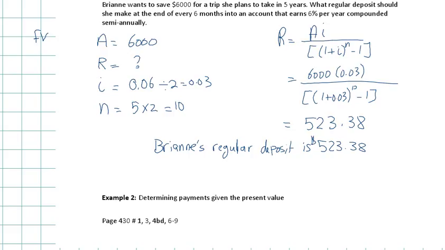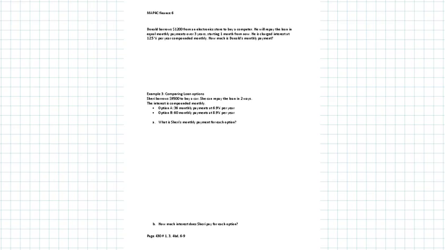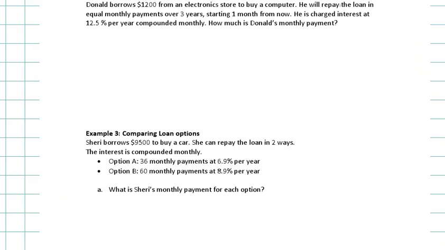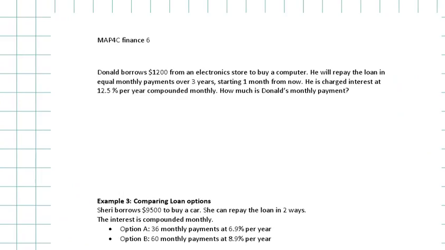Donald borrows $1,200 from an electronics store to buy a computer. He will repay the loan in equal monthly payments over 3 years, starting 1 month from now. He is charged interest at 12.5% per year compounded monthly. How much is Donald's monthly payment?